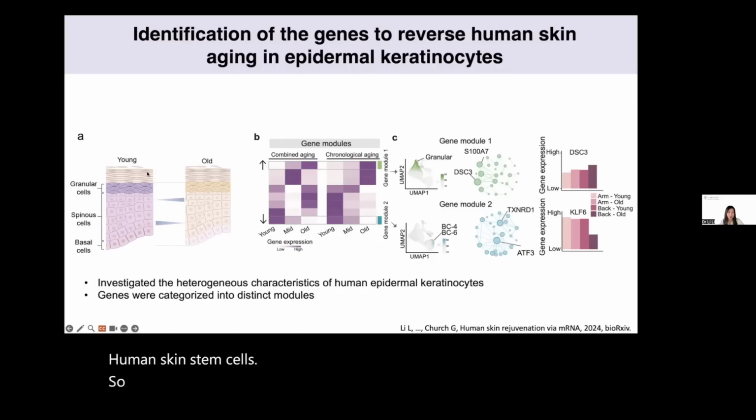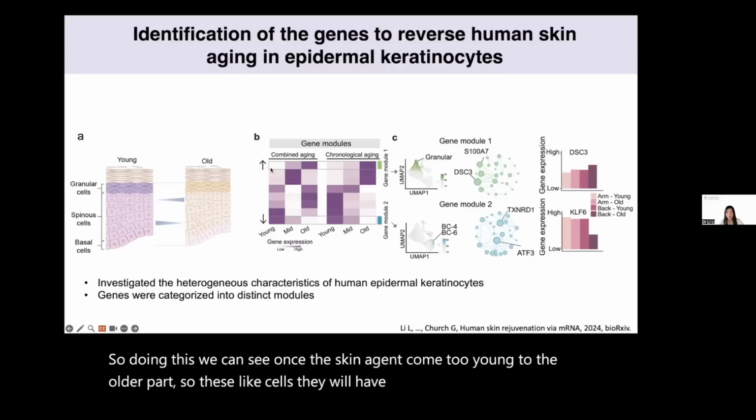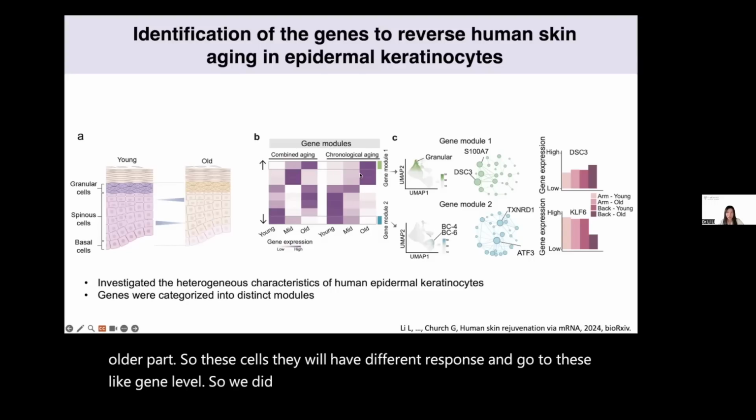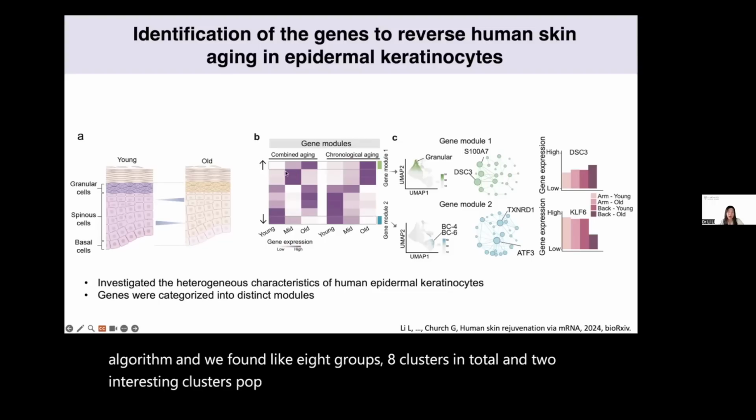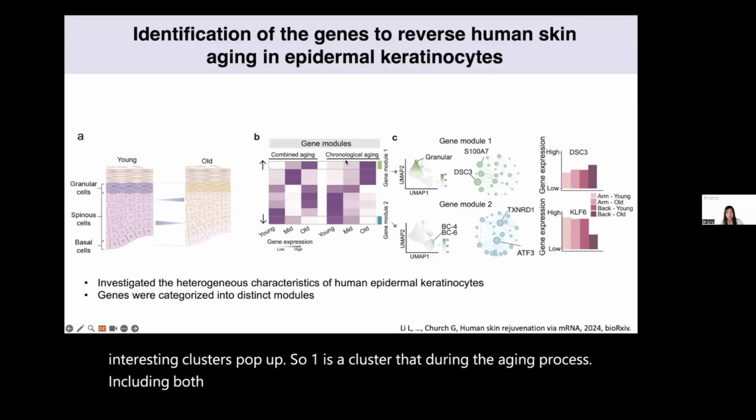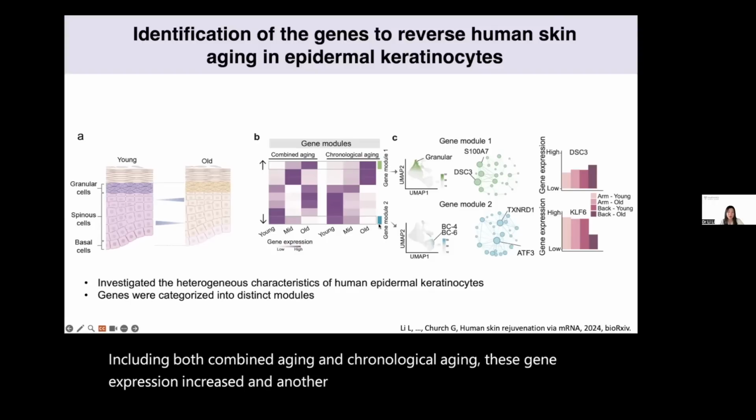So doing this, we can see, as skin aging goes from young to old, these cells will have different responses, and we go down to the gene level. We did the clustering method based on our in-house algorithm, and we found 8 clusters in total, and 2 interesting clusters popped up. One is a cluster where, during the aging process, including both combined aging and chronological aging, the gene expression increased. And in the other group, the expression goes down during the aging process.